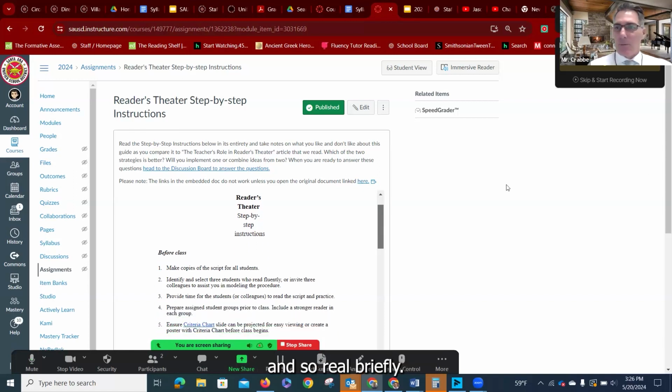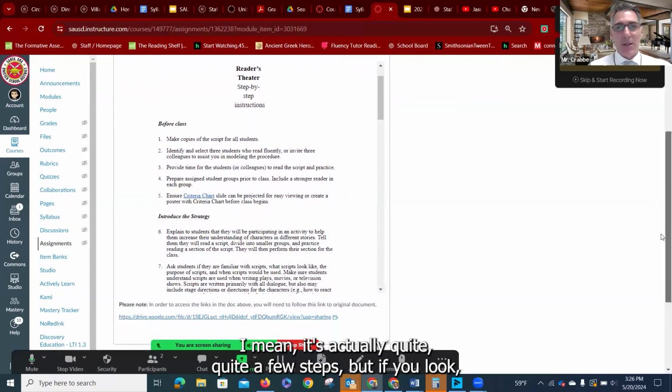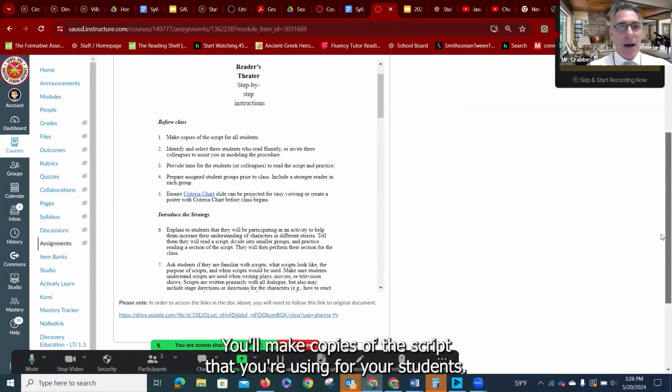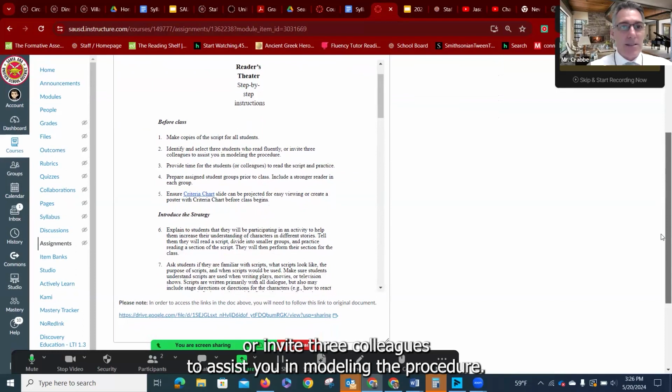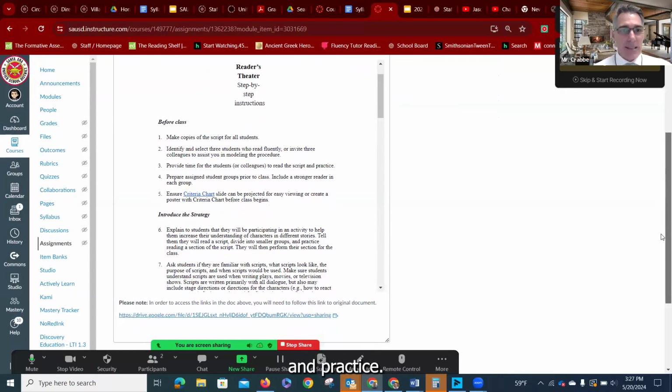And so, real briefly, it's actually quite a few steps. But if you follow the steps, you'll have a successful Reader's Theater program. You'll make copies of the script that you're using for your students. You'll identify and select three students who read fluently, or invite three colleagues to assist you in modeling the procedure. Provide time for the students or colleagues to read the script and practice.